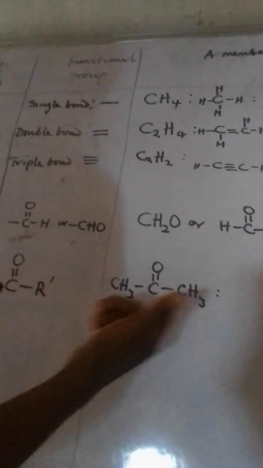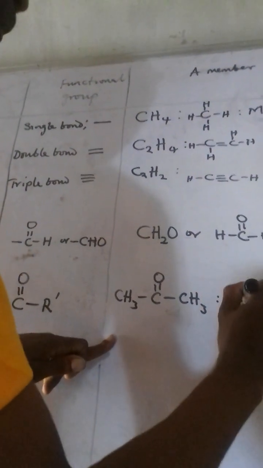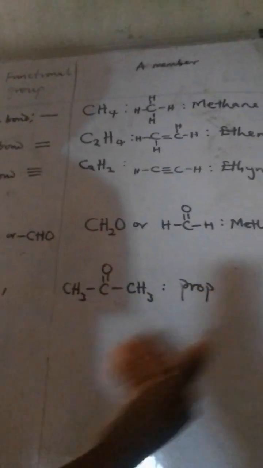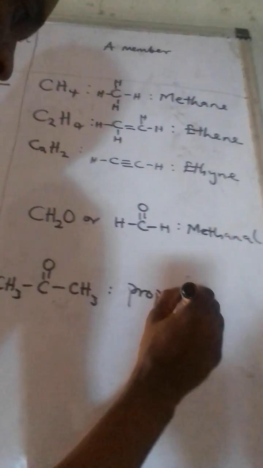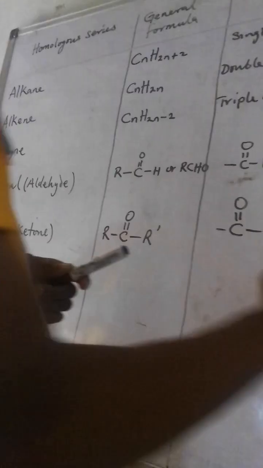So on naming this, what do we name it? How many carbon atoms? The carbon atoms are 3 in number. So you know that prop should be there. Is it propane, propine, propanal, or what? No, it's propanone. The one there means that it is from alkanone, which is ketone. So this is propanone.